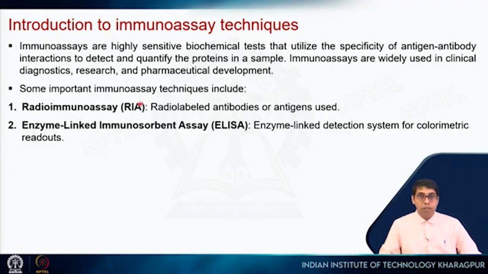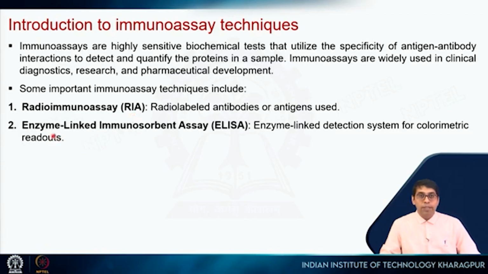Here are the important immunoassay techniques. The first one is radioimmunoassay. In this case, the antibody or the antigen is radiolabeled, and since we are using radioactivity, one has to be very careful in using this assay. However, the advantage of this assay is that it is highly sensitive. A very small amount of antigen can be detected using radioimmunoassay.